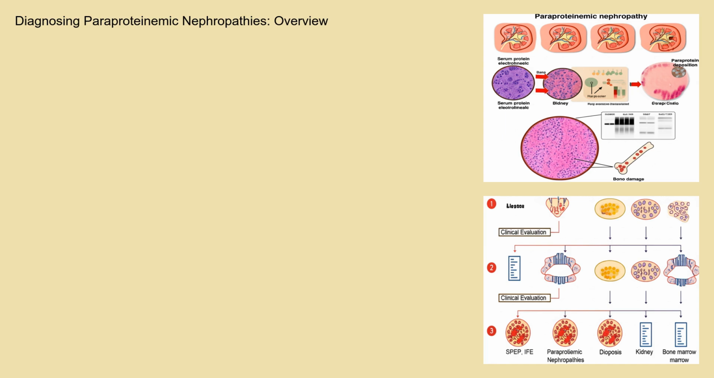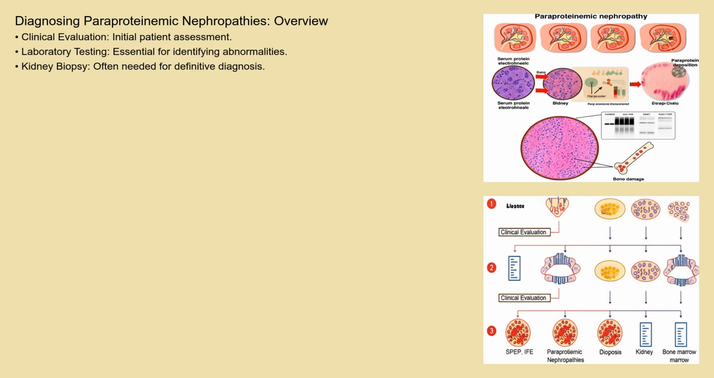Diagnosing paraproteinemic nephropathies requires a combination of clinical evaluation, laboratory testing, and sometimes a kidney biopsy. Initial blood tests can reveal elevated levels of serum creatinine and blood urea nitrogen, indicating impaired kidney function. A urine test can detect the presence of proteinuria, including the characteristic Bence-Jones proteins, which are free light chains. Serum protein electrophoresis and immunofixation are used for identifying and characterizing the specific paraprotein involved. A bone marrow biopsy may be performed to assess the extent of plasma cell involvement. Finally, a kidney biopsy is often essential to confirm the diagnosis, determine the specific type of kidney damage, and guide treatment decisions.